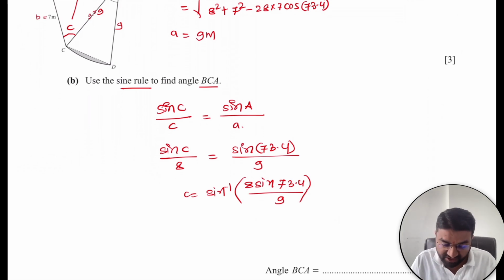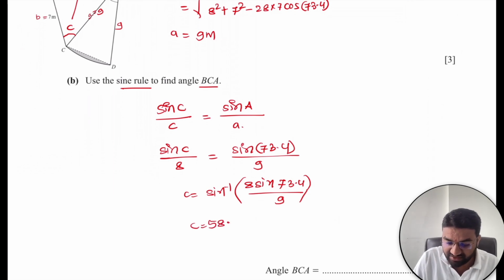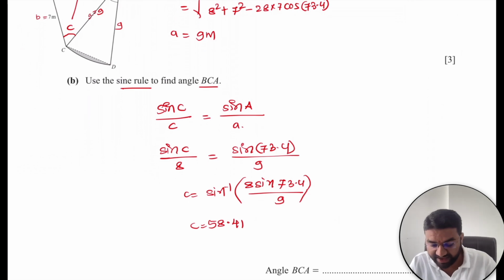Just stop the video even for a moment, fine. So it's 8 sine of 73.4 divided by 9. So C is equal to 58.41. We will get the angle BCA as 58.41.